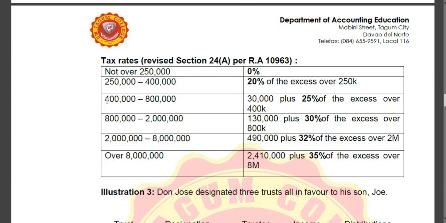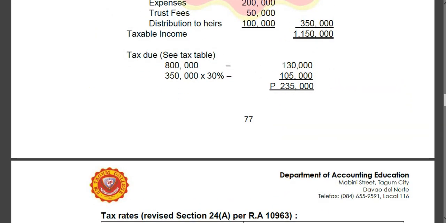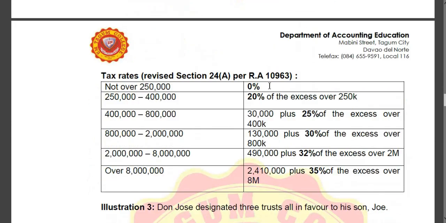1,150,000 belongs to the bracket 800,000 to 2 million, where 130,000 plus 30% of the excess over 800,000 will be the tax due. So in this case, 800,000 is 130,000 tax due plus the excess of 800,000 to 1,150,000, which is 350,000 times 30%, that's 105,000. You add, the tax due is 235,000 pesos.